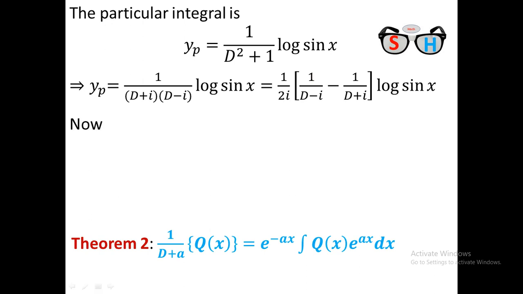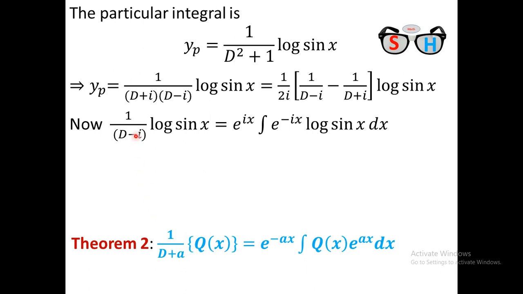At first we calculate 1 by d minus i log of sin x. For this purpose we use the formula. Here a is minus i, therefore e to the power minus ax means, put a equal to minus i, therefore this will be e to the power plus ix. Here I write down qx, and e to the power ax means e to the power minus ix.